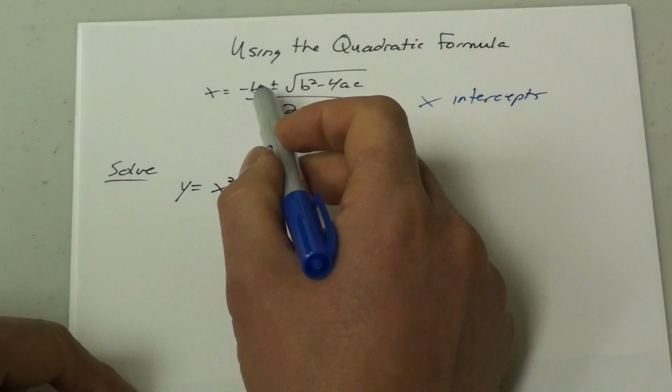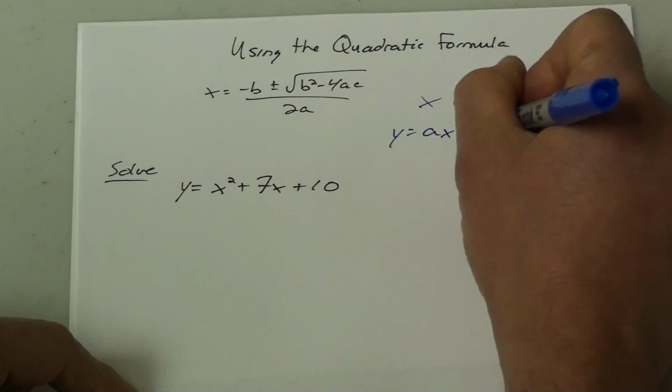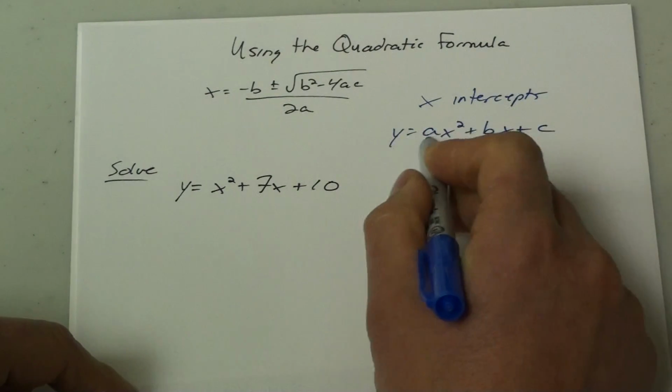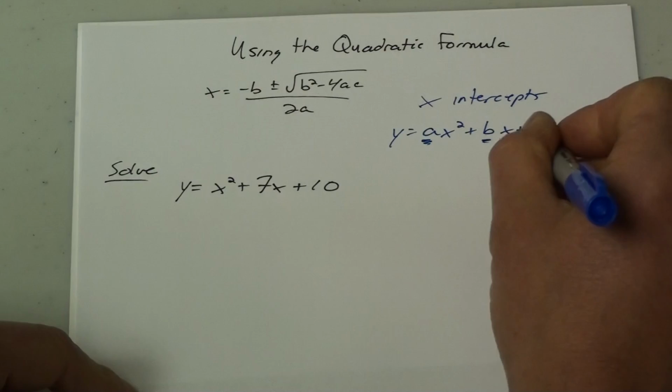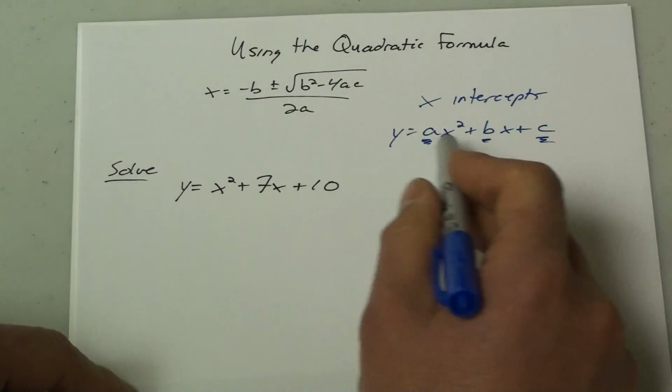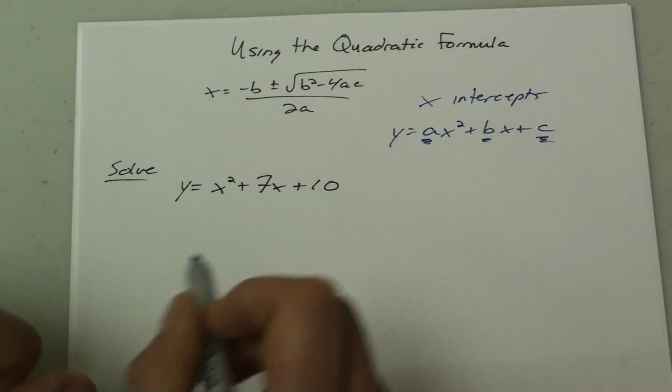And where you get the numbers to go into the formula comes from the general form of a quadratic: y equals ax squared plus bx plus c. It is the a, b, and c values that go into the formula. Just the coefficients, just the numbers; you don't worry about any of the x's.